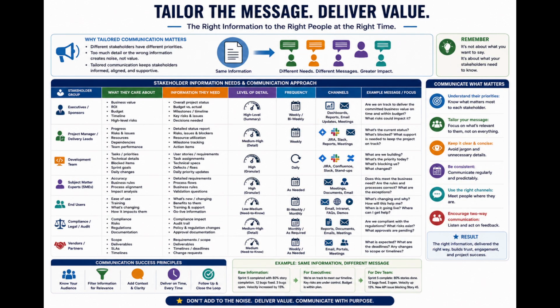Next, after categorizing your stakeholders, the next step is determining the specific information needs for each group. Executives and project sponsors generally do not want to hear about sprint velocity or minor bug fixes. They need high-level summaries focusing on budget, timeline, and overall risk. Conversely, the development team and subject matter experts need granular details, blocked items, and daily priority shifts. By tailoring the message to the audience, you ensure that your communications provide actual value rather than just contributing to the noise in their inbox.